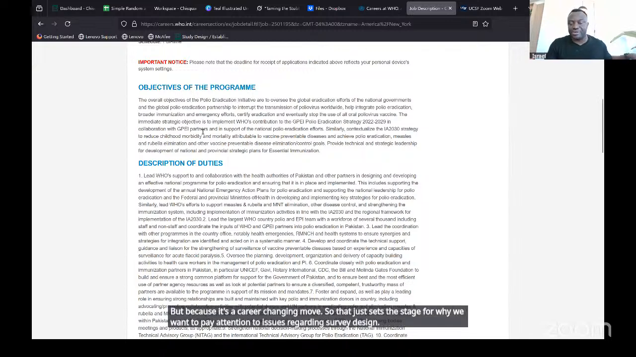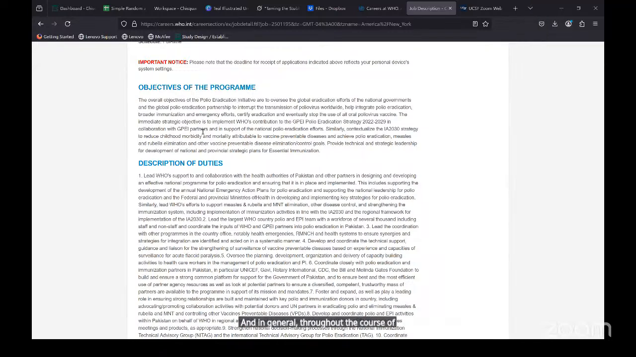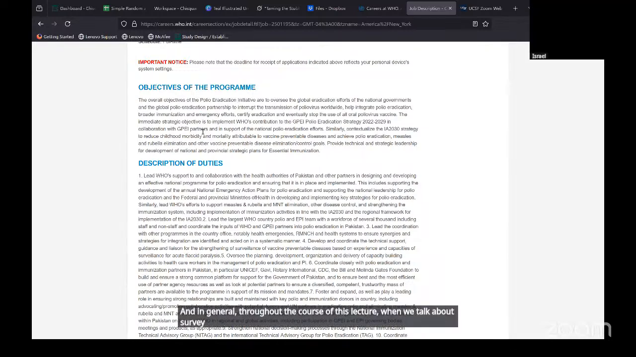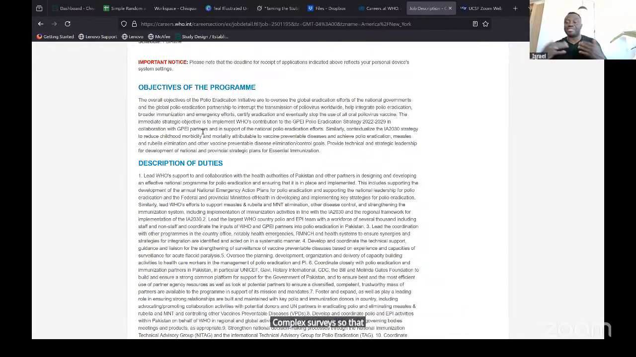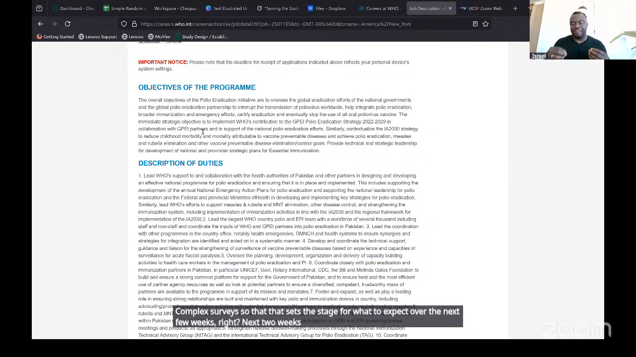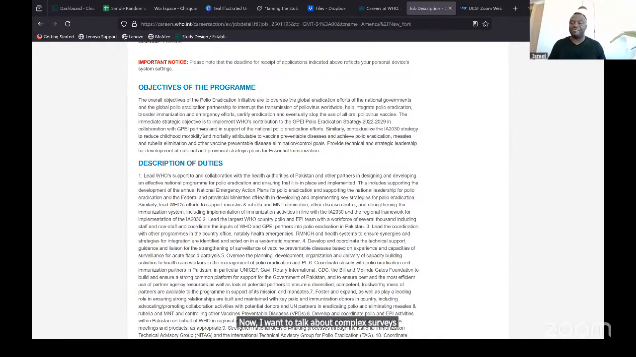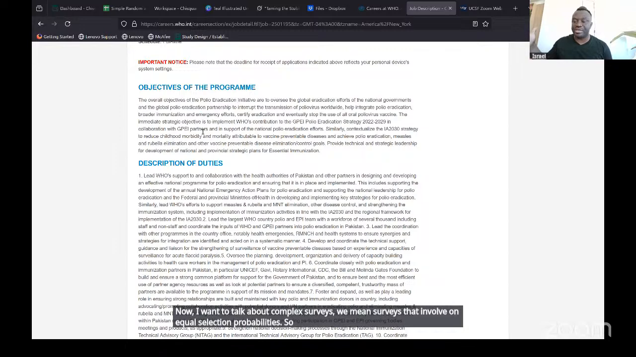And in general, throughout the course of this lecture, when we talk about survey design, we are not referring simply to a quick and dirty survey where you just gather a bunch of questions and administer on Google Forms. We're talking more about complex surveys. So that sets the stage for what to expect over the next few weeks, right? Next 2 weeks. We're talking specifically about the design of complex surveys. Now, when we talk about complex surveys, we mean surveys that involve unequal selection probabilities. So again, we'll cover more of that in weeks 2 and weeks 3.